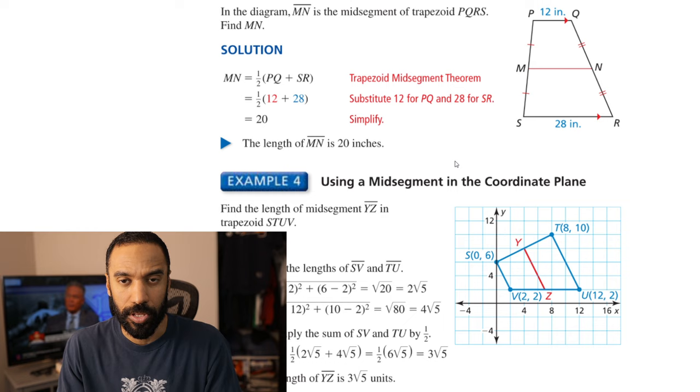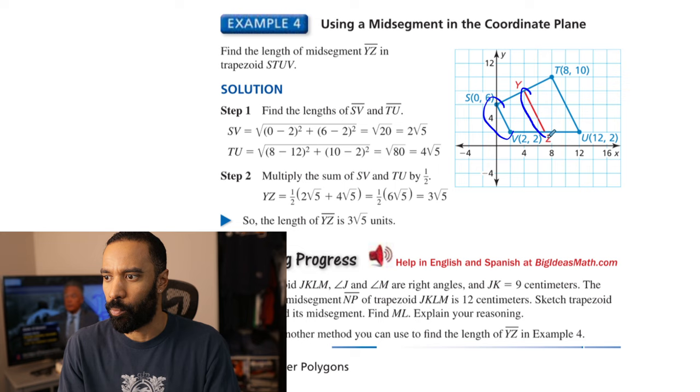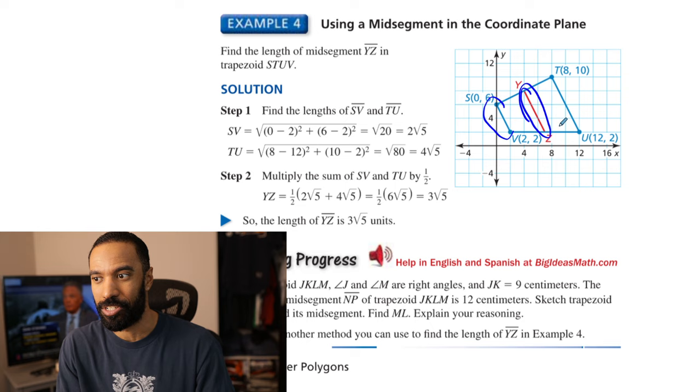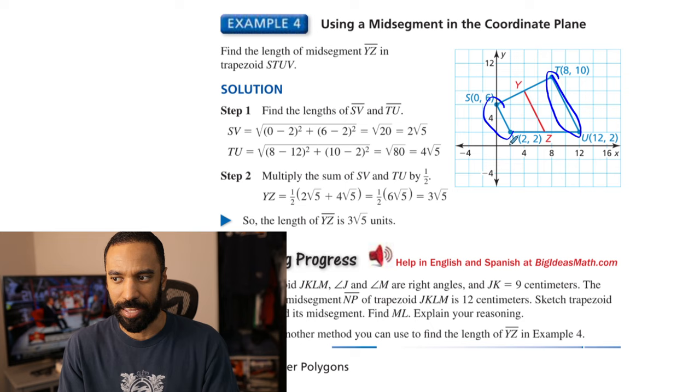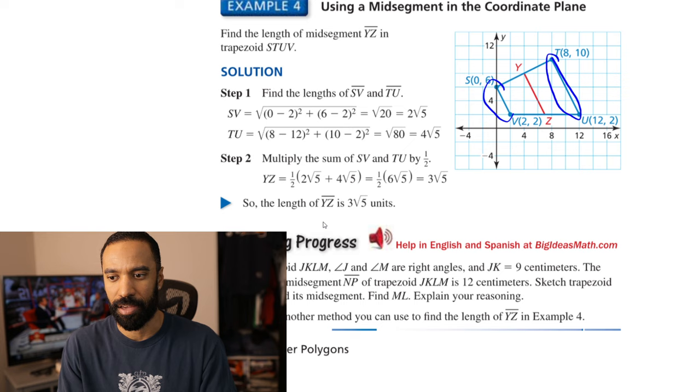You can find the lengths without knowing where Y and Z are specifically as points, even though you could find midpoints, that's very much something you could do, and do the distance. You could also find the length of these two using distance formulas, add them up and divide by 2. Looks like they get their lengths of 2 root 5 and 4 root 5. Add them up to get 6 root 5. Half of that is 3 root 5. Like I said, you could probably do midpoints of these two based on the points that we have there.